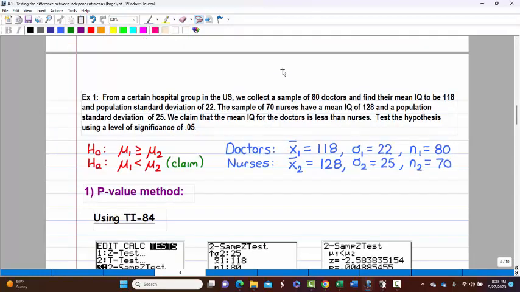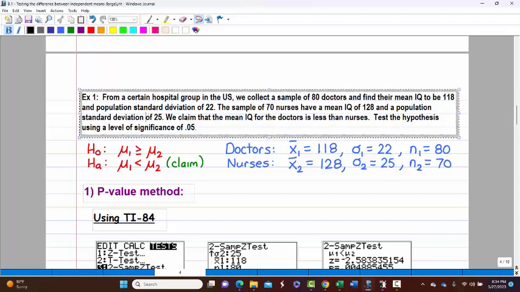Here's example 1. From a certain hospital group in the U.S., we collect a sample of 80 doctors and find their mean IQ to be 118 with a population standard deviation of 22. A sample of 70 nurses have a mean IQ of 128 and a population standard deviation of 25. We claim that the mean IQ for the doctors is less than the nurses. Test this hypothesis using a level of significance of 0.05.